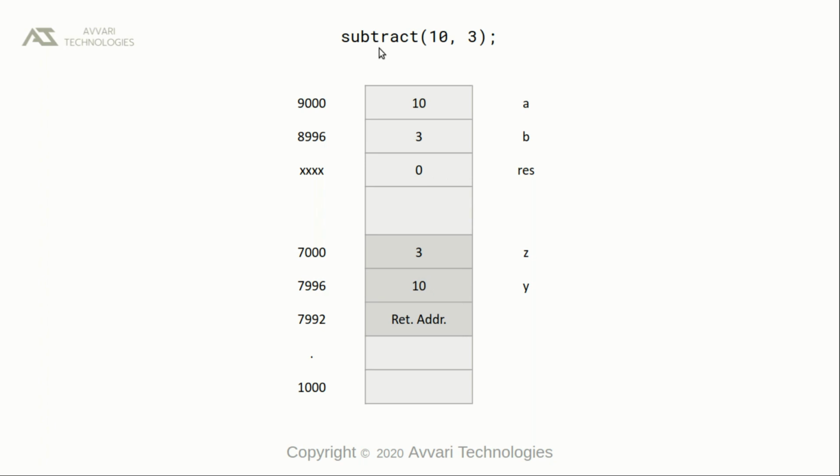We are calling function subtract and we are passing two arguments 10 and 3. This a and b and this z and y are stored separately in the RAM. They don't share the same address. z is stored at address 7000 and y is stored at address 7996, for instance, we can assume that, and the return address. The difference of y and z is stored in the global variable result.